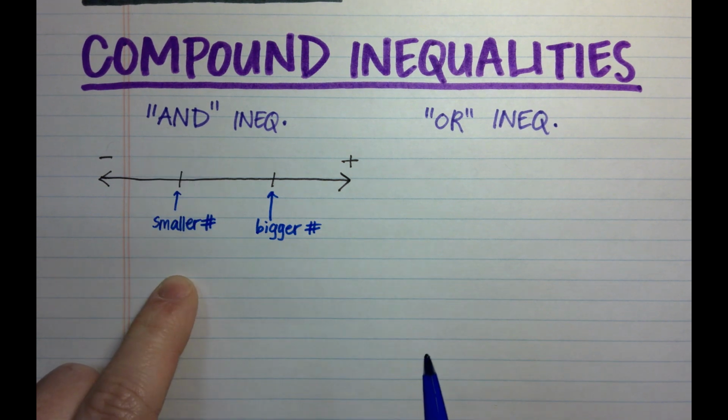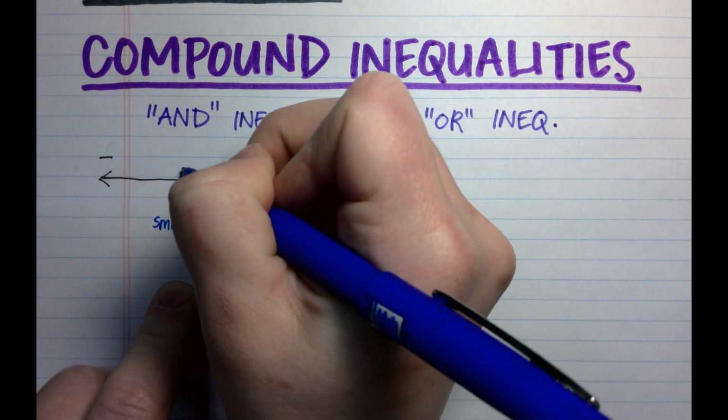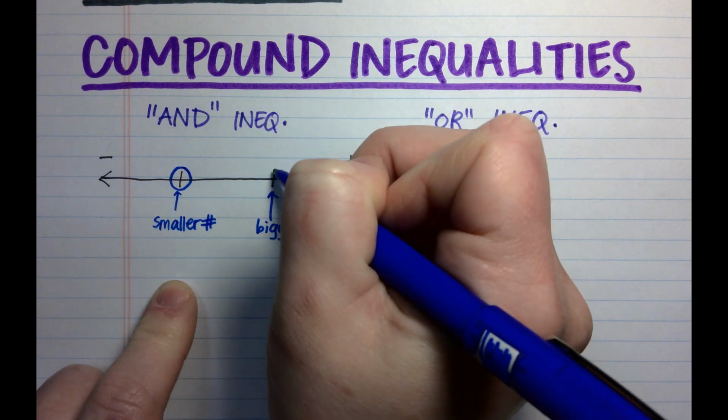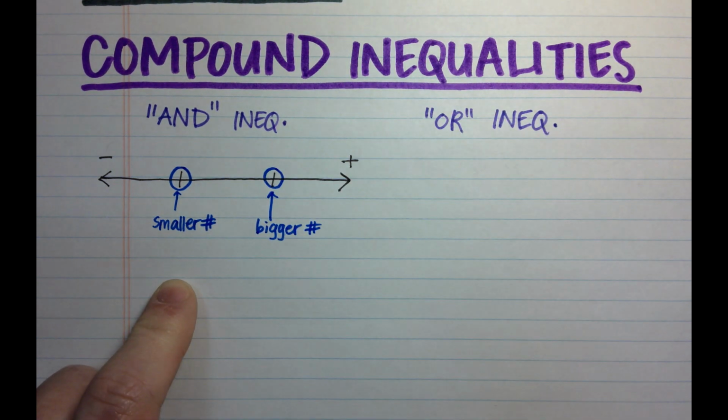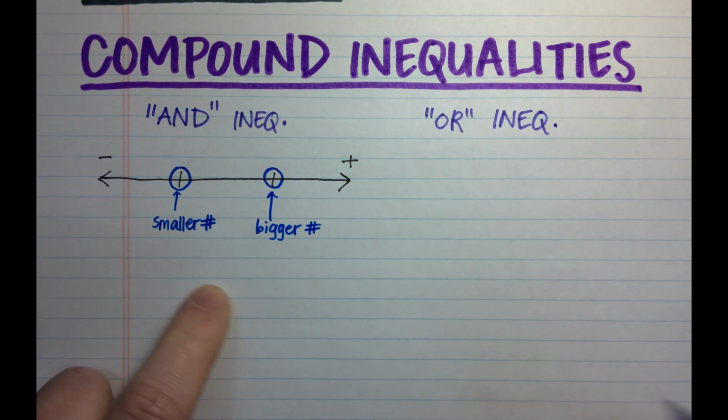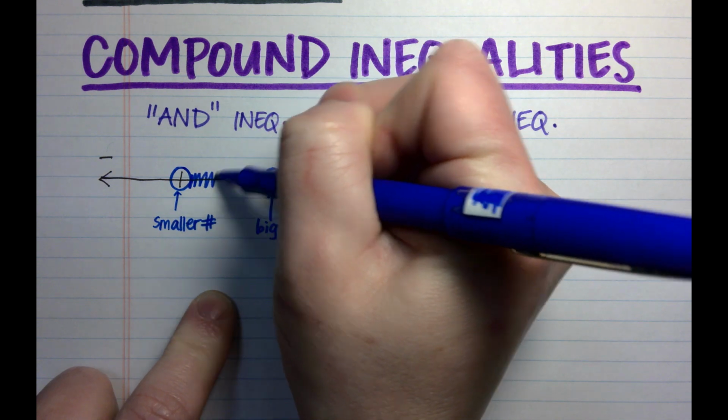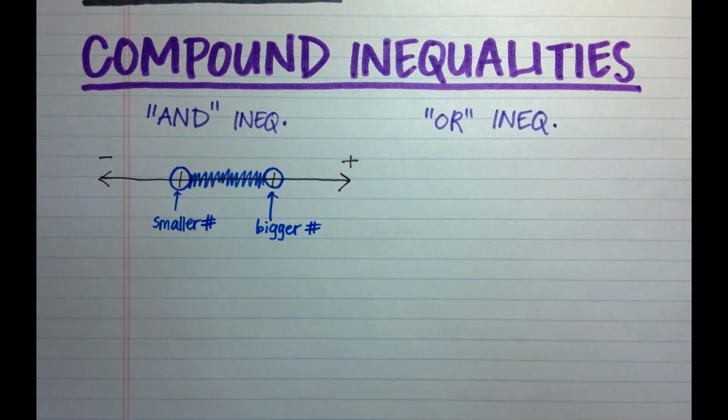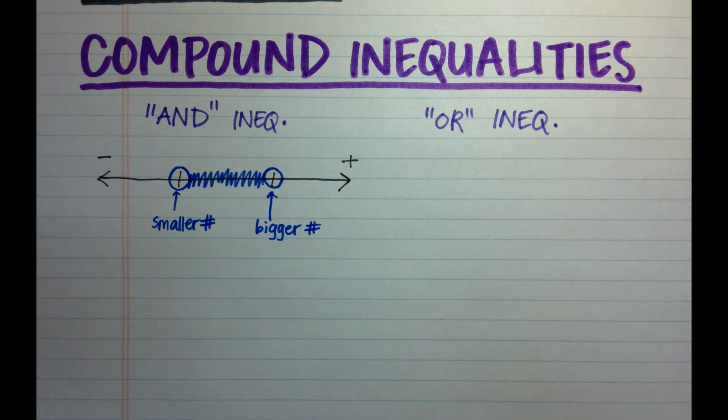With an "and" inequality, your graph is always going to have either open or closed circles, depending on the symbols, and you're always going to shade in between. You'll be shading in the middle. We'll do some of these examples together.